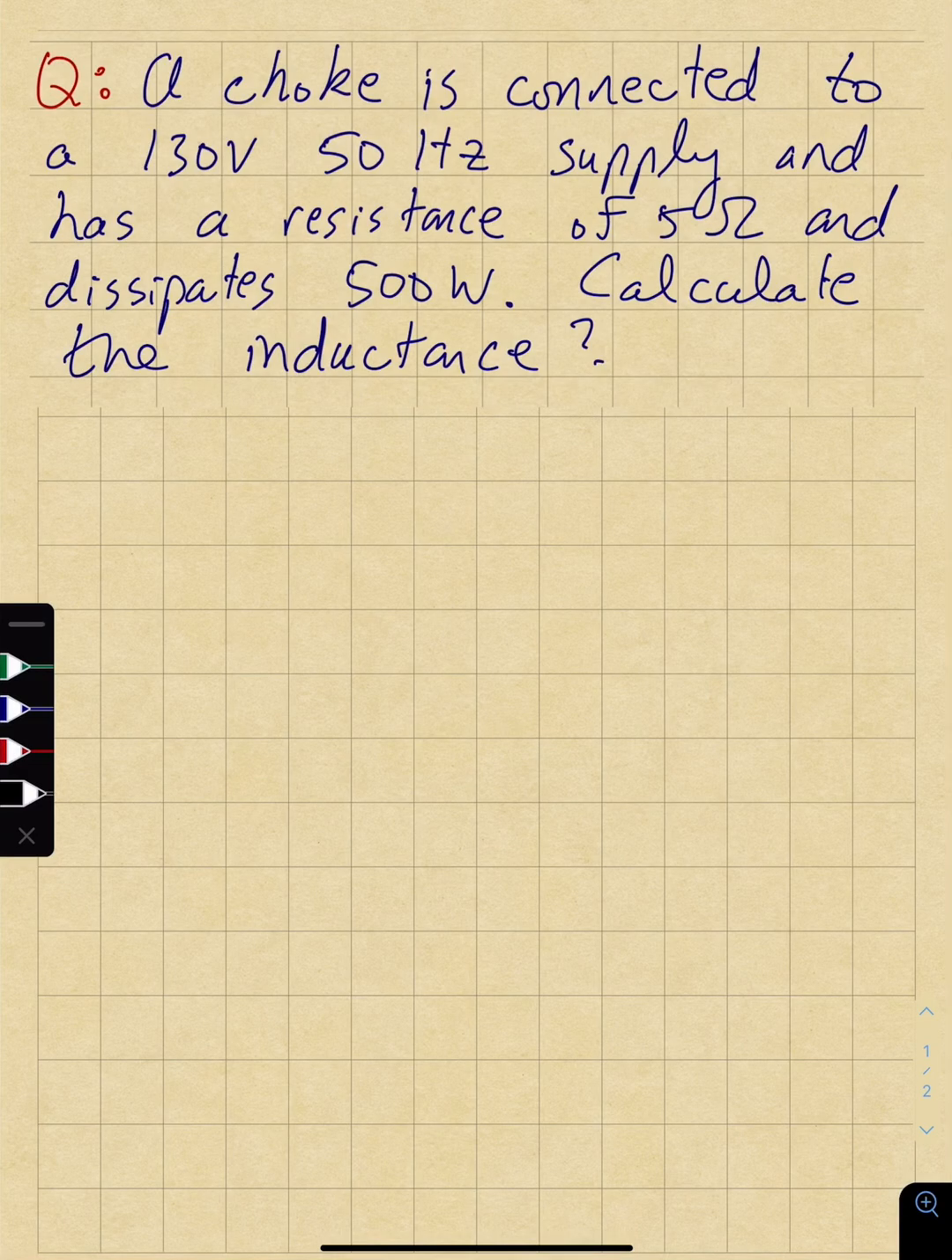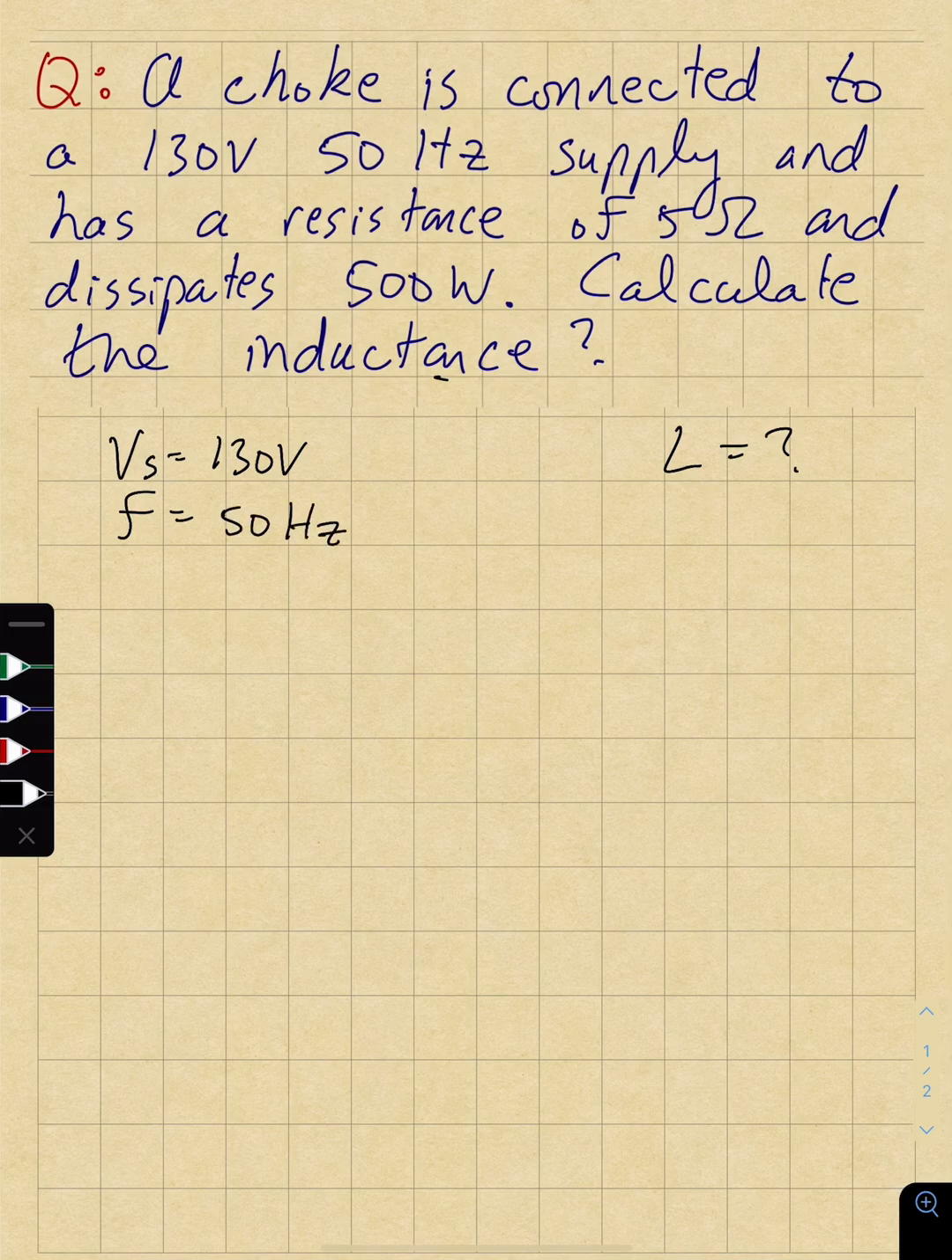Right, a choke is connected to a 130 volt 50 Hz supply and has a resistance of 5 ohms and dissipates 500 watts. Calculate the inductance. So we're looking for L, and what's supplied? Well, the supply voltage is 130 volts, the frequency is 50 Hz, resistance is 5 ohms, and the power is 500 watts.